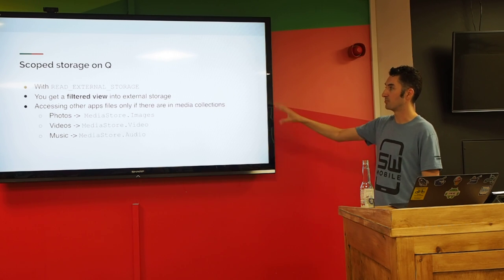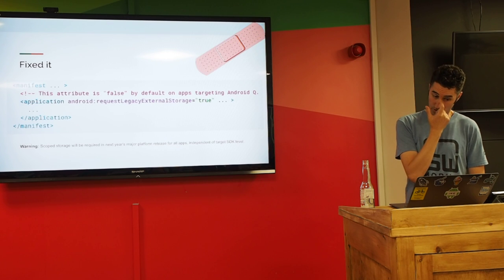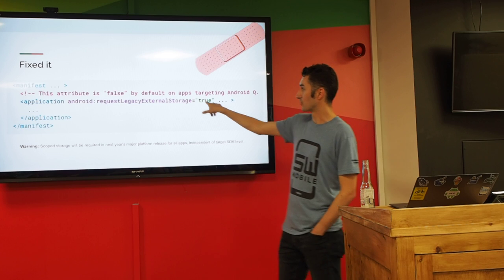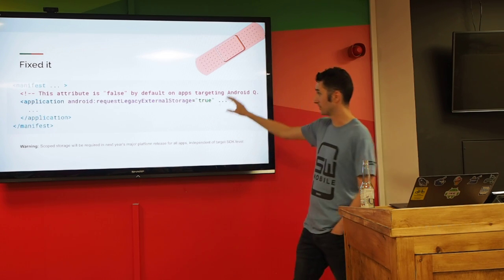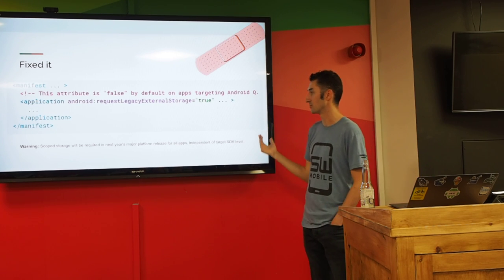Because this is such a big change, for some apps this will be huge. There's a bit of a band-aid where you can just opt out. You can just request this in your app. This is in your manifest file, and you can just opt out of it. It's not really rendered very well there, but I think you can get the gist. It's a flag to opt out.